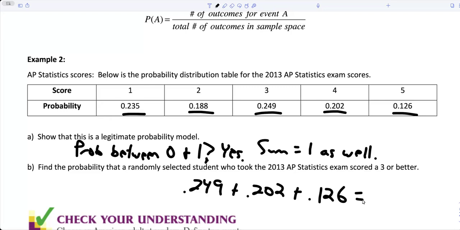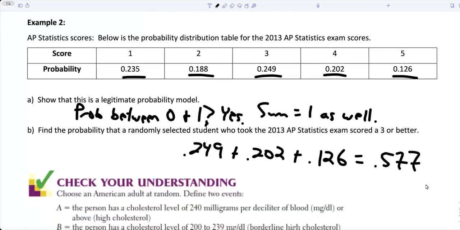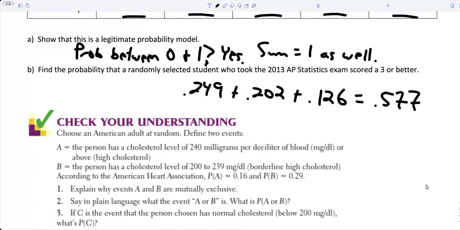So take your little calculator, add those up, and we get 0.577. Okay, meaning that approximately 58% of the students who took the 2013 AP Stats exam passed the exam with 3 or better. Our average will be much higher, right?